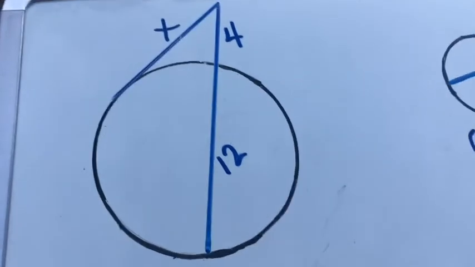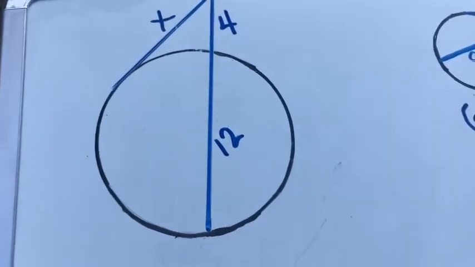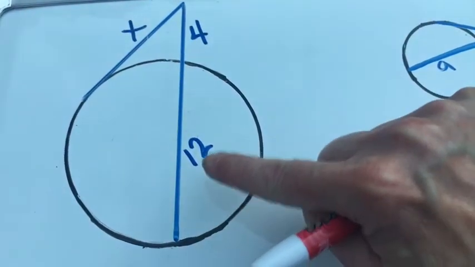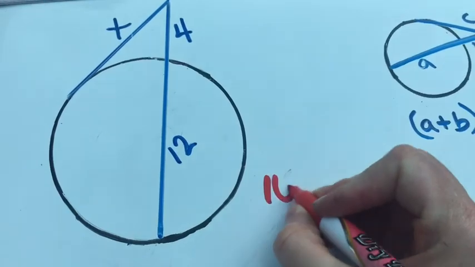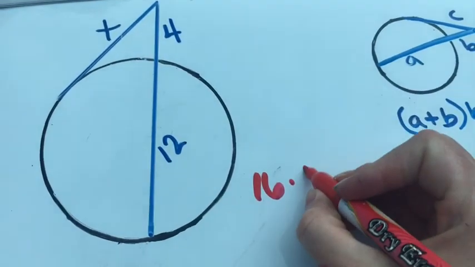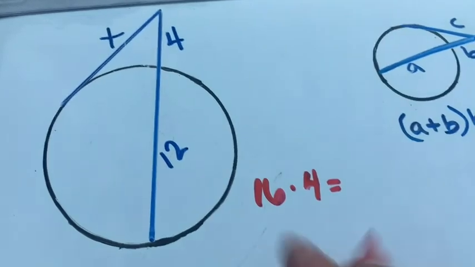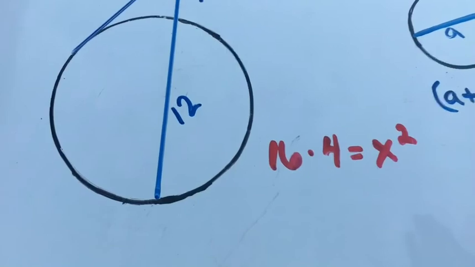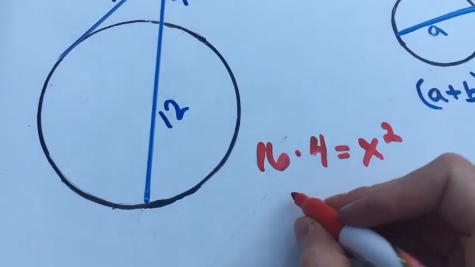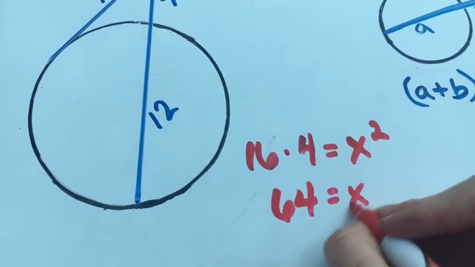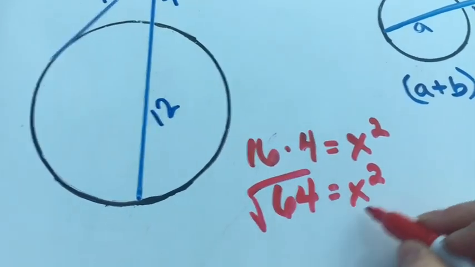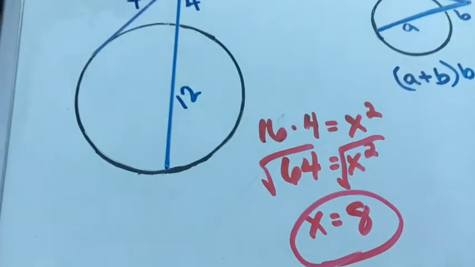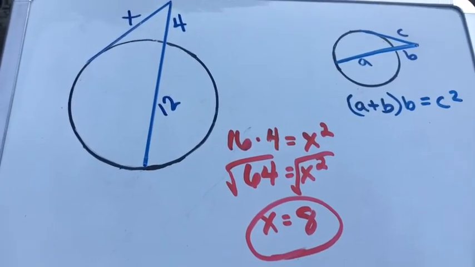Okay, so we're going to go with the secant. We're going to take the whole thing times the outside part. So the whole thing here is 12 plus 4, or 16, times the outside part, and the outside part is 4. Okay, and that's going to equal the tangent squared, so equal to x squared. Okay, 16 times 4 is 64, and 64 equals x squared. So then we take the square root of both of those. So x equals 8 in this case. And there we are. Last part of geometry, woohoo!